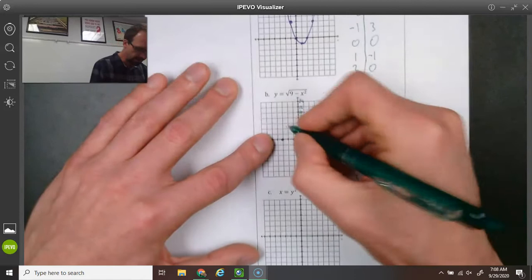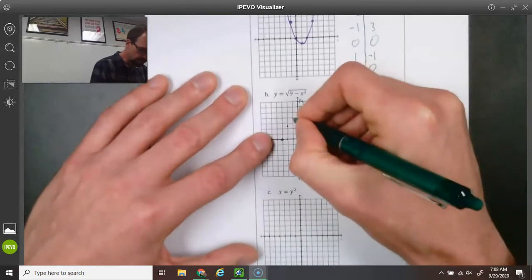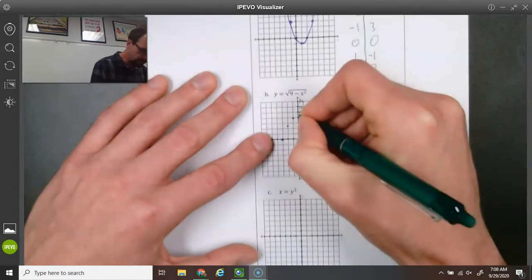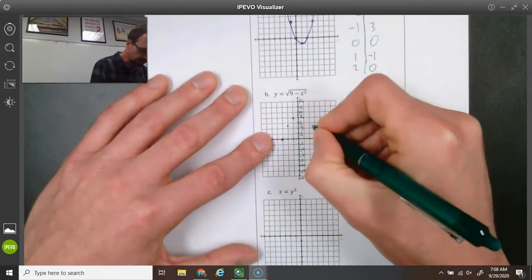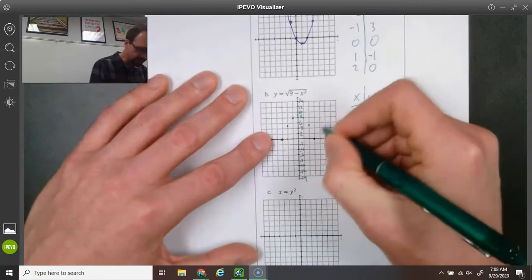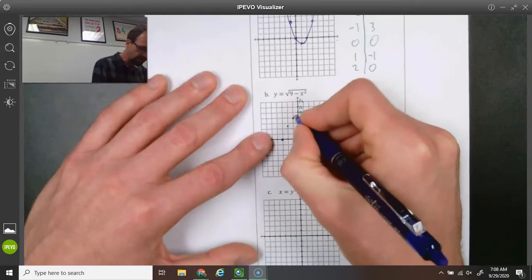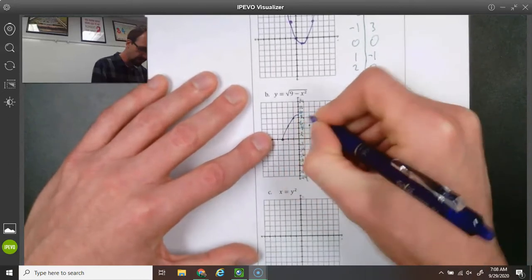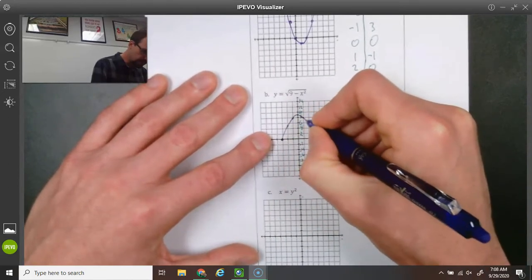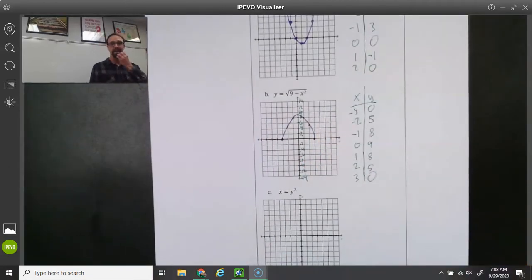-2, 5 is here. And then -1, 8 is here. 0, 9. And then it goes back down. Now earlier I said this was kind of like a semicircle. It's a very squeezed in semicircle, so it's kind of hard to see what's going on here. I changed the intervals that we're using here, so just a heads up on that.